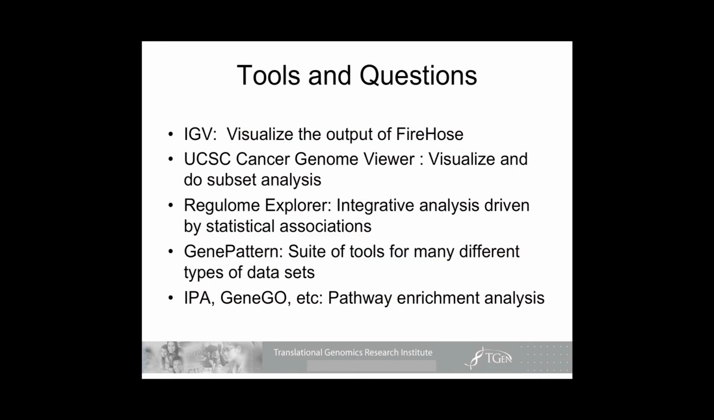GenePattern is a suite of tools offered by the Broad Institute that is available for many types of data sets. It'll handle methylation data, for example, if you want to do data analysis on methylation data. It is open source and it's free, so if you don't have access to something like Genome Studio, this is a tool that will do those analyses for you. There are canned pipelines. It has pre-processing tools available.